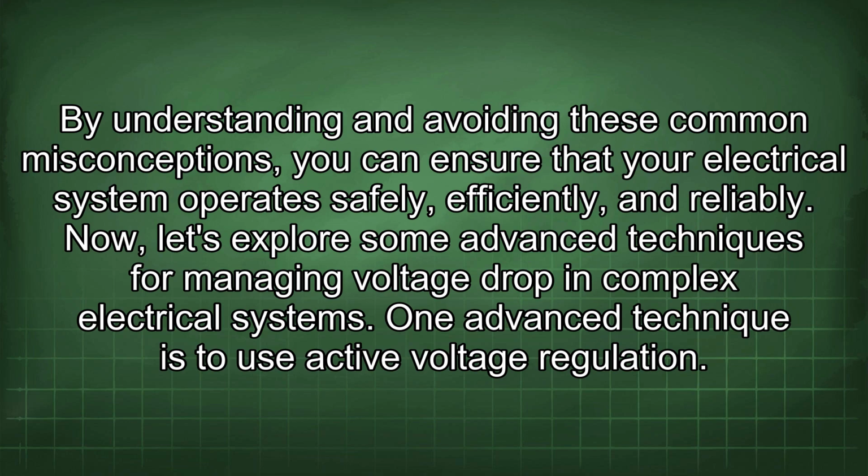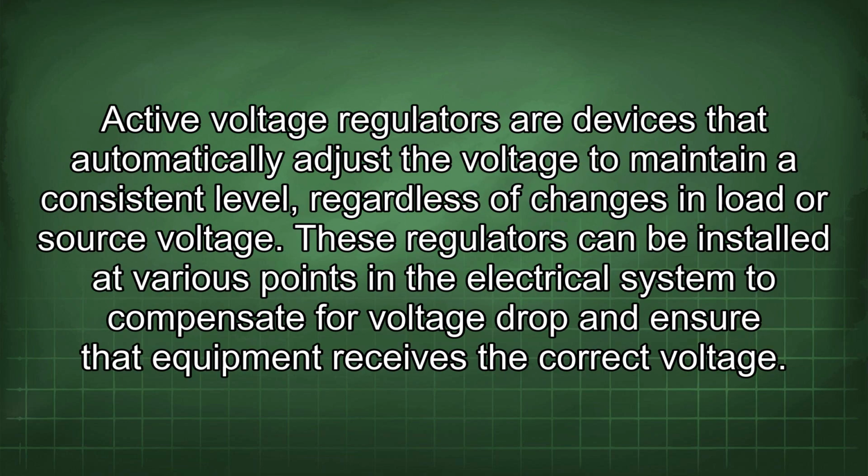One advanced technique is to use active voltage regulation. Active voltage regulators are devices that automatically adjust the voltage to maintain a consistent level, regardless of changes in load or source voltage. These regulators can be installed at various points in the electrical system to compensate for voltage drop and ensure that equipment receives the correct voltage.